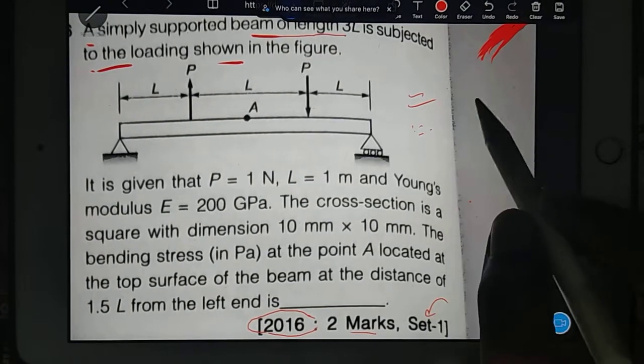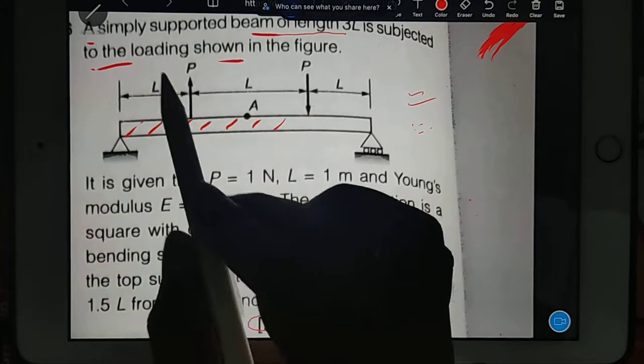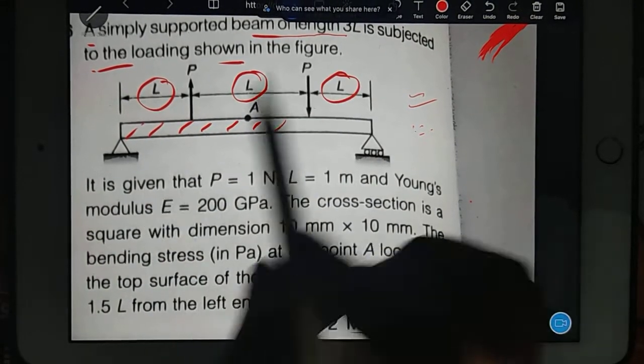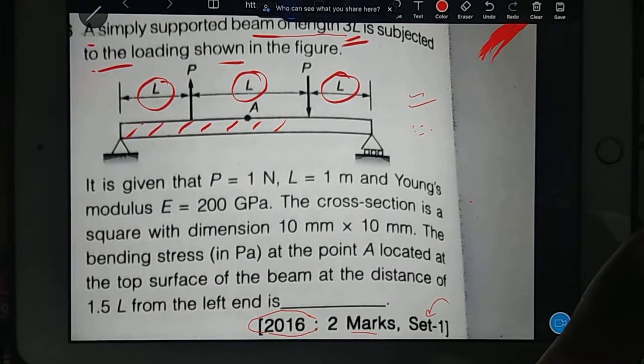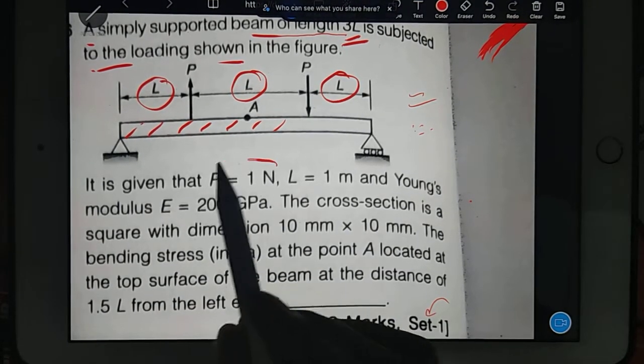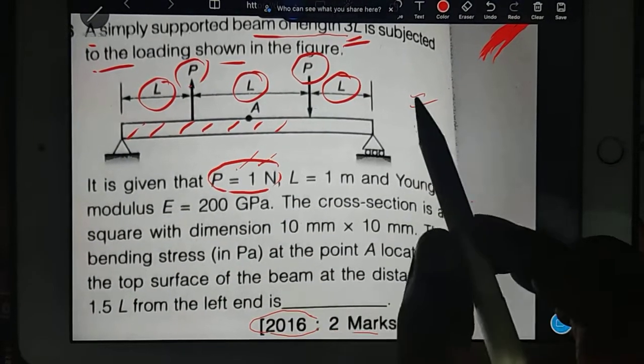So see the diagram here. In this diagram you can see the total length of the beam is given, L from here to here, then here to here, then here to here. So 3L is the length. It is mentioned here as 3L, and it is given that the load is 1 Newton. So here and here, whatever load is acting, that is 1 Newton and 1 Newton.